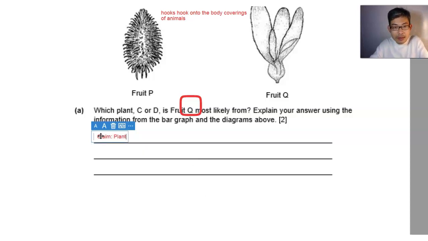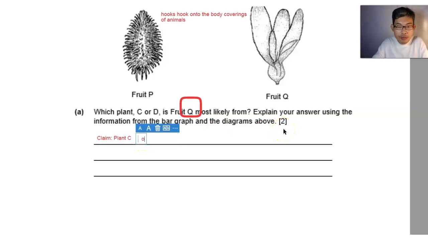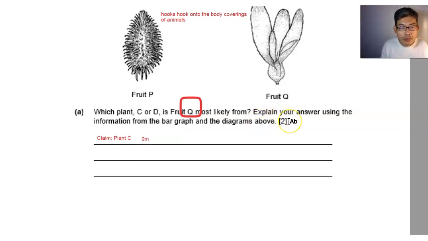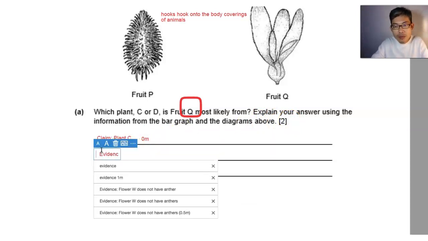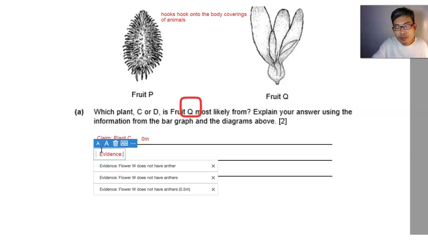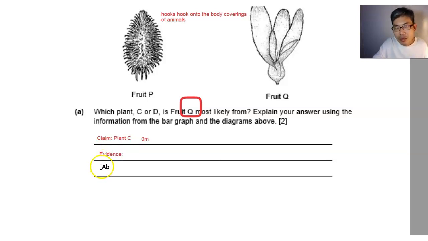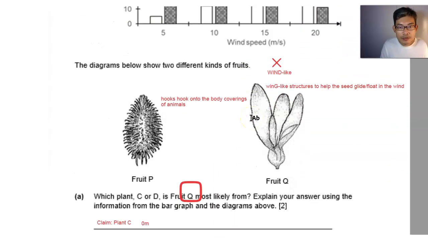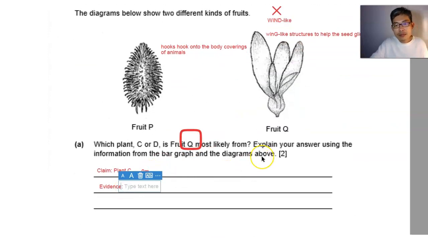So plant C. But as mentioned, it is 0 marks. No marks for giving the claim. So where are the 2 marks from? Definitely the 2 marks will come from your evidence, 1 mark from the evidence, and 1 mark from the reason. Now what will be the evidence? There are 2 pieces of evidence here. One would be the structure of the fruit, another will be the graph. So let's write down the evidence.